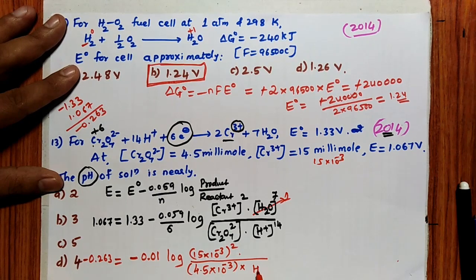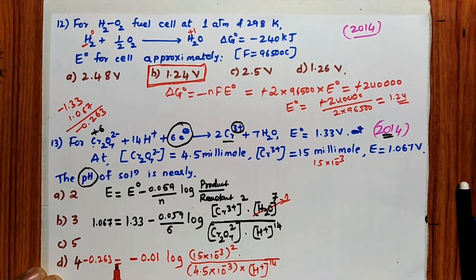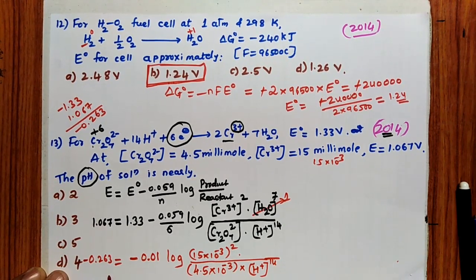H plus, you have to keep it as it is. H plus to the power 14. Now what will we do? This time we will take this value also to this side. So minus 0.263 divided by minus of 0.01. See, one mistake we might make: even if you calculate it, you will write the answer wrong.